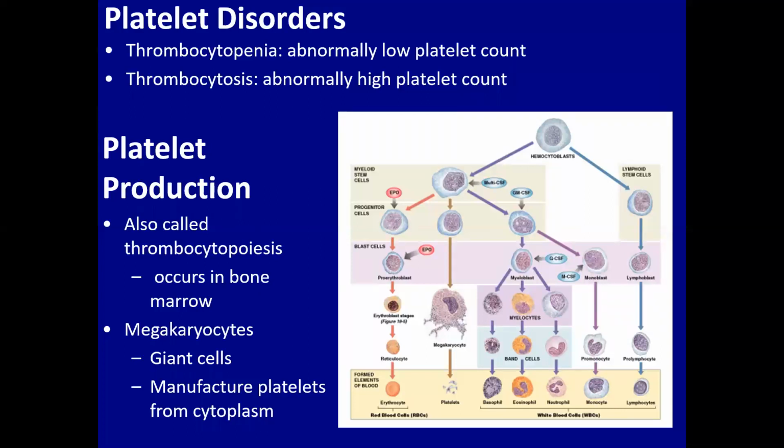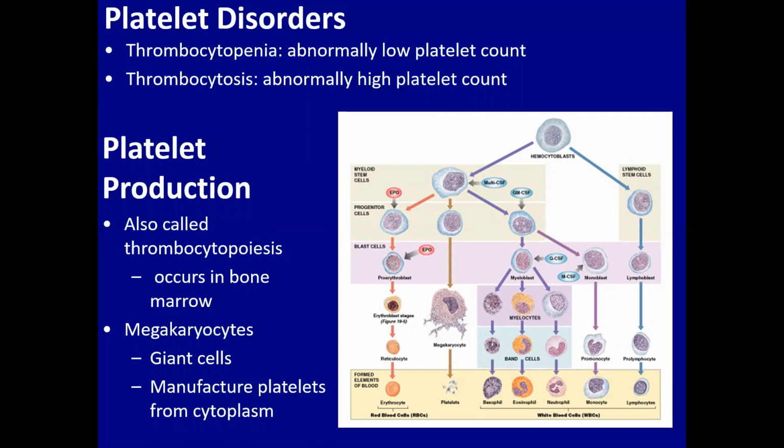So if you have a platelet disorder, you could have something called thrombocytopenia. That's a low platelet count, which could lead to hemorrhaging. Thrombocytosis means a high platelet count that could lead to excessive clotting, which means you could throw a clot and perhaps have graver clinical issues such as a stroke.